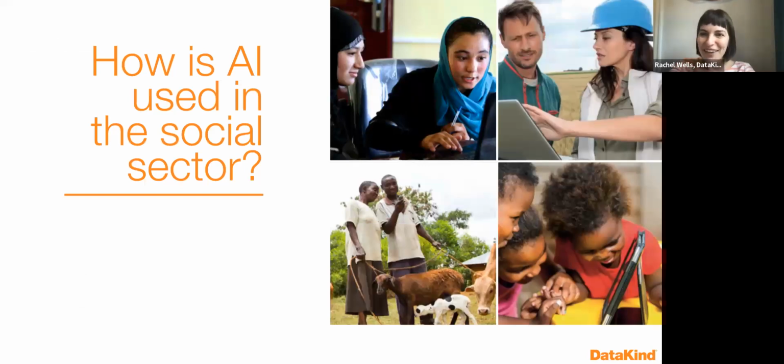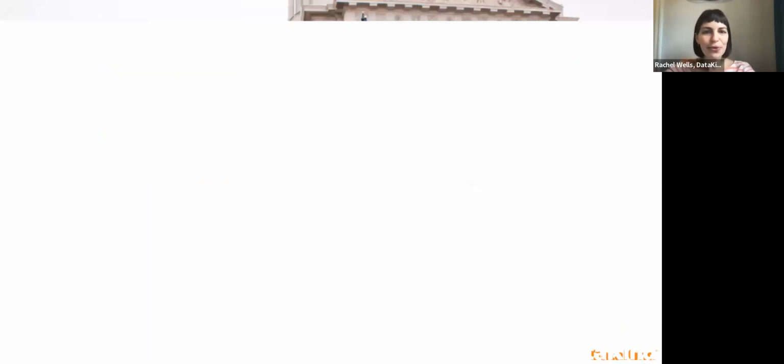So we've covered everything on what is machine learning, artificial intelligence, all the different types, and how to think about those things. But we'll go into now some examples of how it's being used in the social sector.